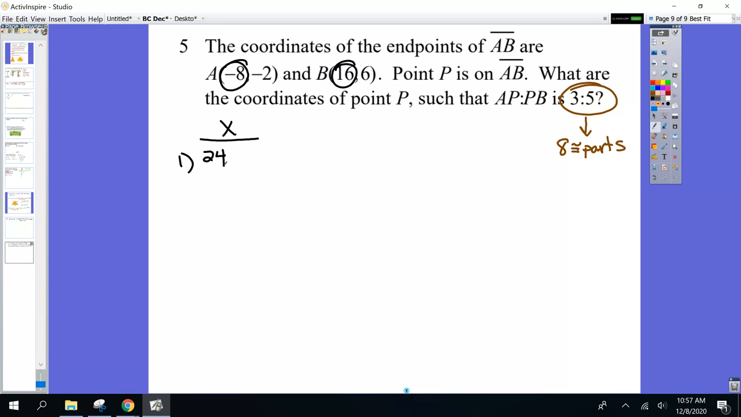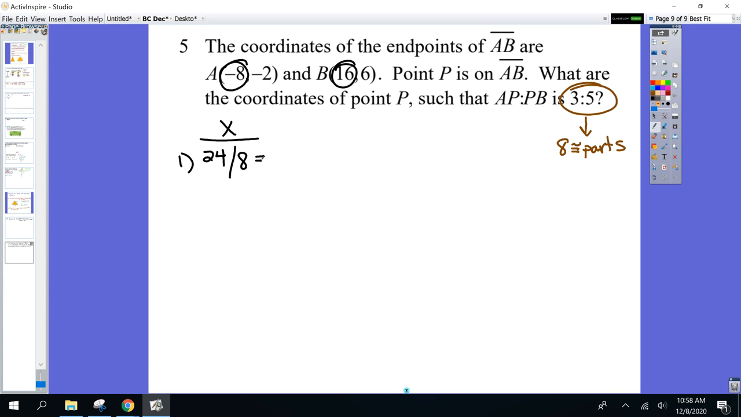You don't just combine them. I saw some of you on your quiz, you just do -8 plus 16 and you got 8. No. It's the distance on the x-axis between -8 and 16. I just don't add them together. You got to find the actual distance between them, which is 24 units. Take that 24 units, divide it up into 8 equal parts.